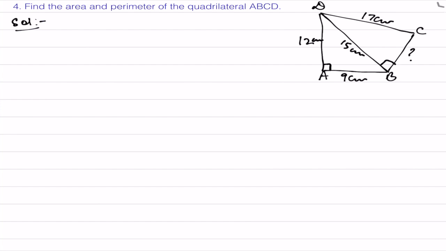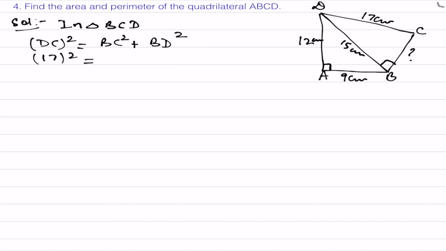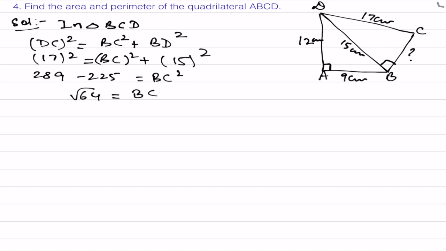Here we can see that ABD is a right angle triangle, and BCD is also a right angle triangle. So by using the Pythagoras theorem in triangle BDC, we can calculate the value of side BC. The 90 degree opposite side is always the hypotenuse. So DC square is equal to BC square plus BD square by Pythagoras theorem. Substitute the values. After solving, we can see that the BC value is 8 centimeter. So now easily we can find the perimeter of the quadrilateral ABCD, that is the sum of all the sides. So AB plus BC plus CD plus AD. Put the values.